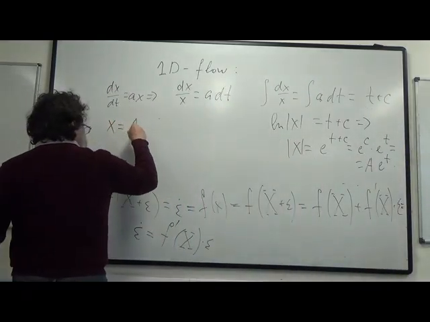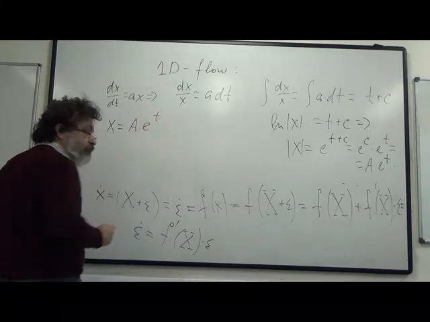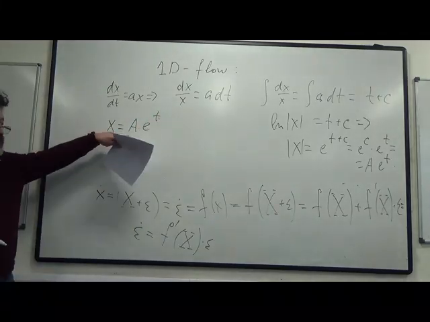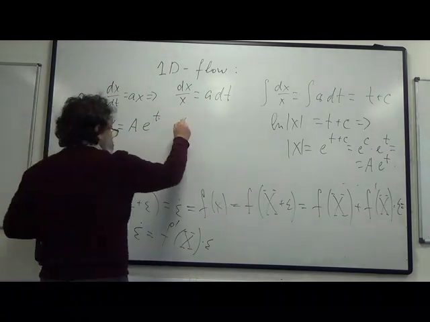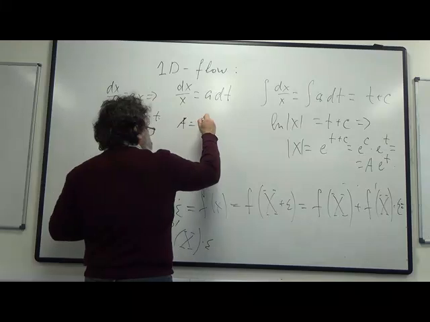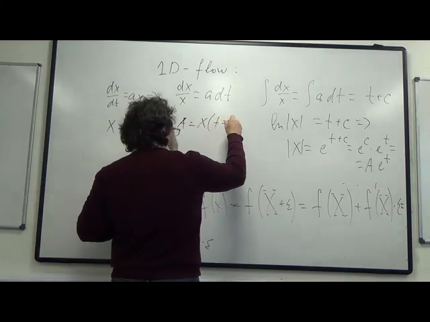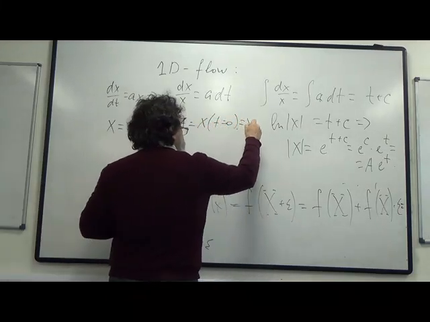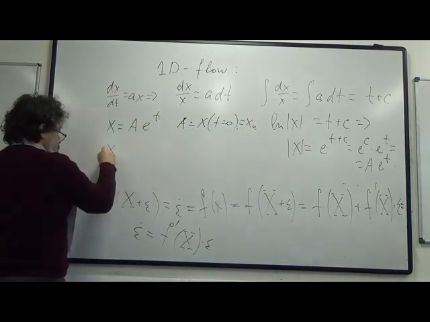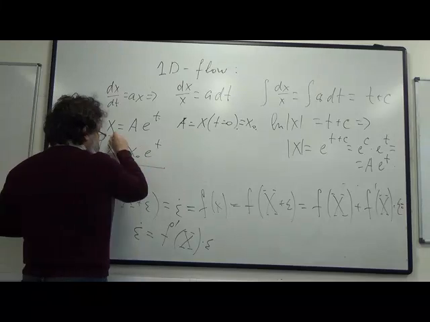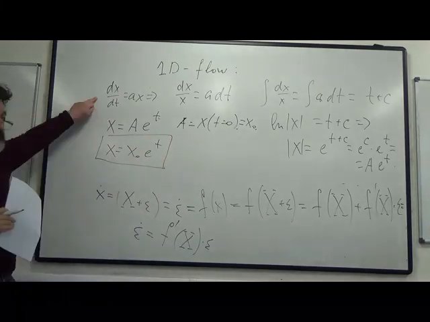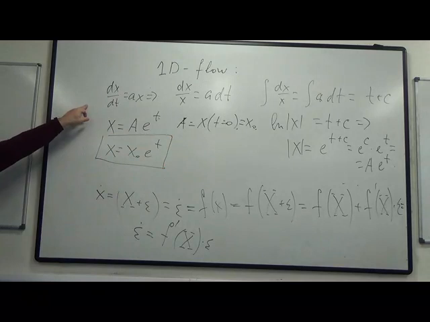x equals a times e to the power of t. And a is the value of x at time 0, so we can put a equals x when t equals 0. I will write it as x naught. Therefore, x equals x naught e to the power of t. So this is a solution for this. Do you remember now? It's basic. All differential equations start with this.